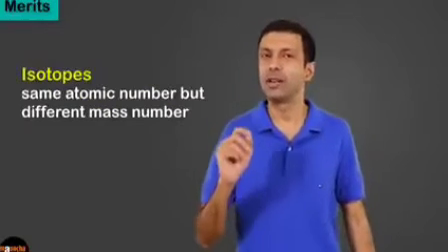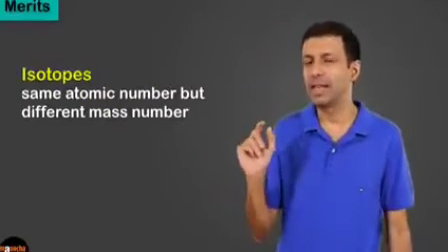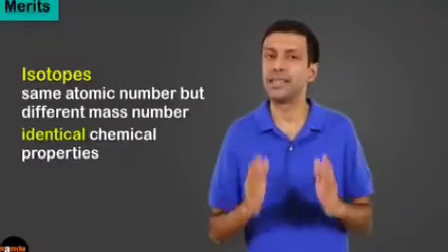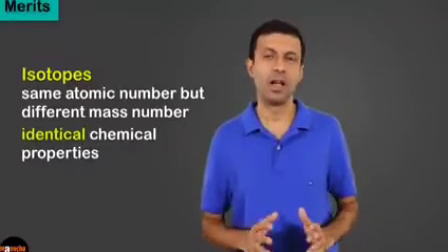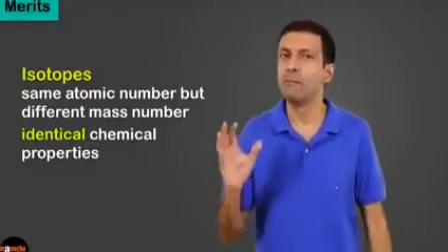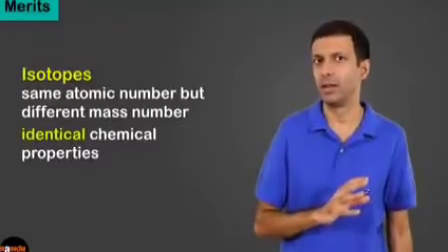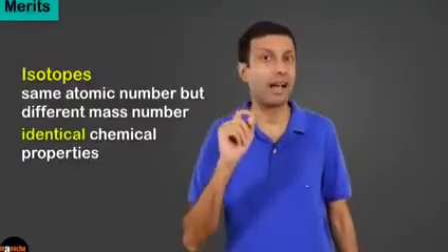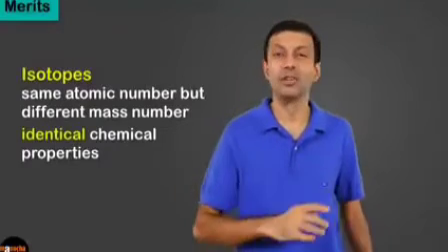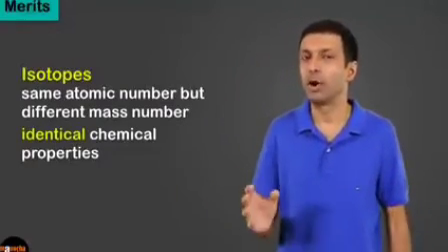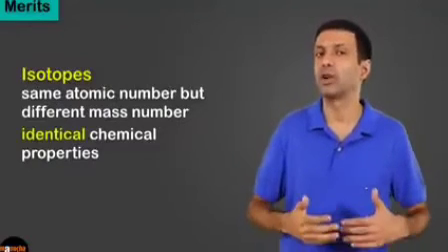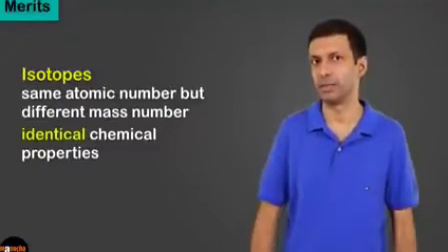First, let's talk about isotopes. Isotopes are atoms of an element having same atomic number but different mass number. They have identical chemical properties. Now, isotopes could not fit into Mendeleev's periodic table. But in the modern periodic table, they fit in nicely because they have the same atomic number. So, isotopes of an element belong in the same position as the element. And that makes sense because they have same chemical properties.